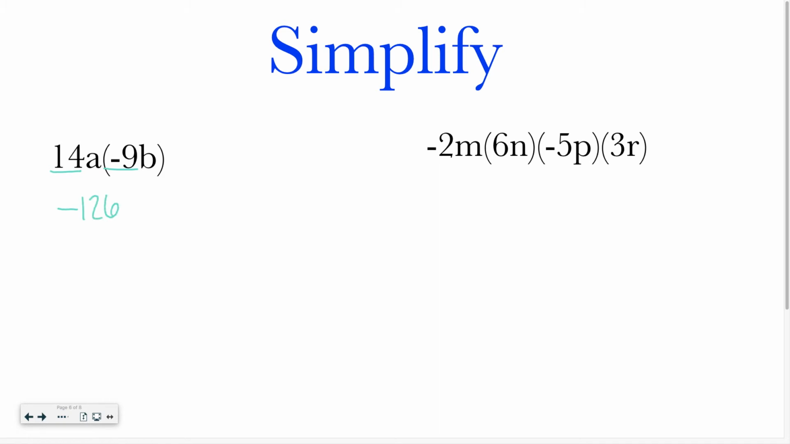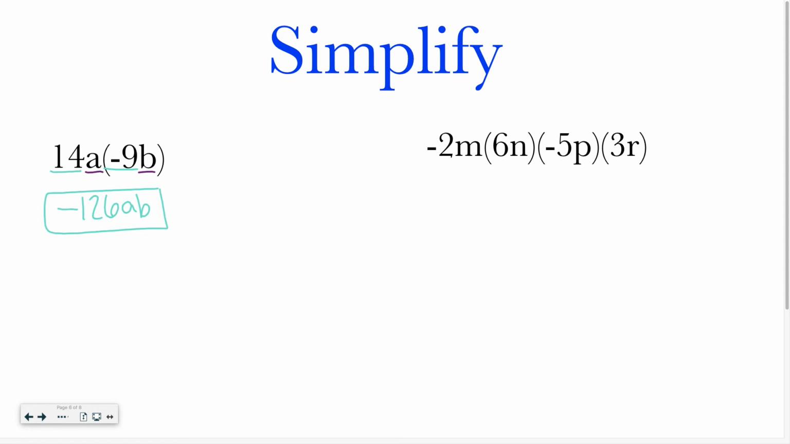Then you want to look and say, I have an a and a b. Those two variables are different, so I can't combine them like I did the numbers. So I'm just going to carry each of them down, and they become part of my answer. So my simplified answer there is negative 126ab.